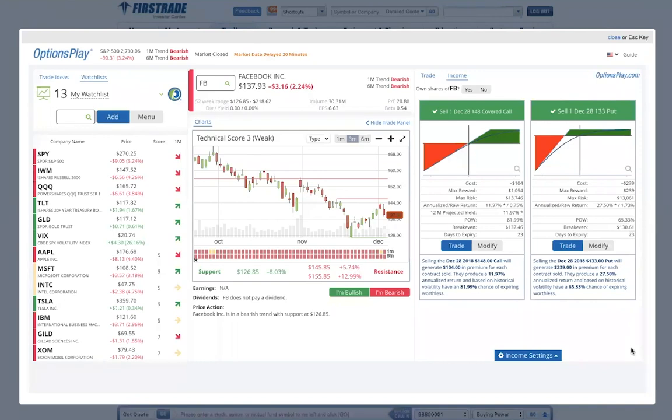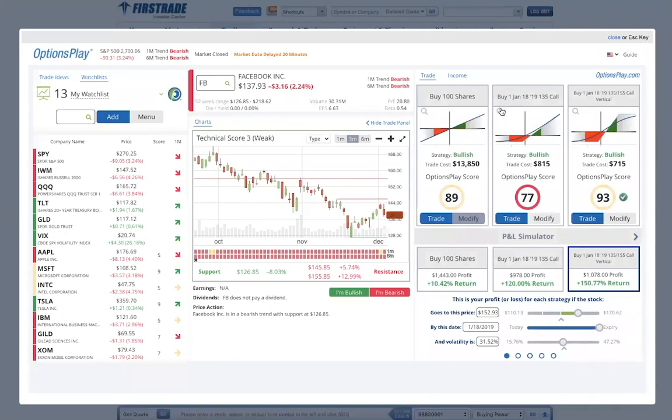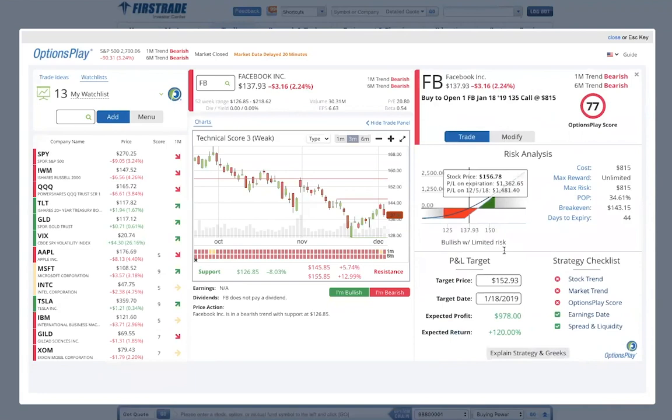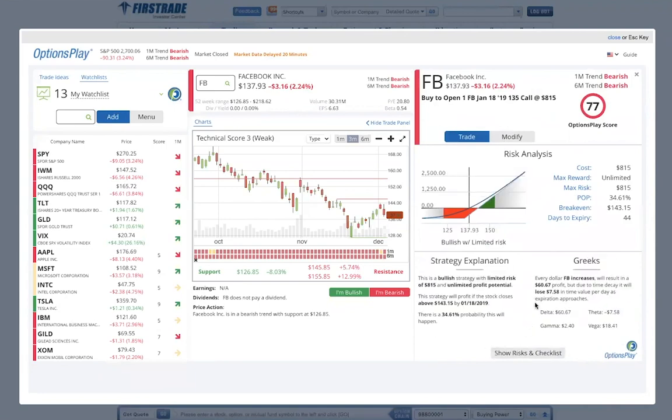Angelo is asking, where can I see the value of theta and delta in Firstrade? Great question. On the trade button, if you want to learn about the deltas of each trade, you can click on the expand button for any strategy. And here at the bottom, we have explained strategy in Greeks. We really try to explain it to you in English terms as opposed to Greek terms. And that's really why we created our platform this way.